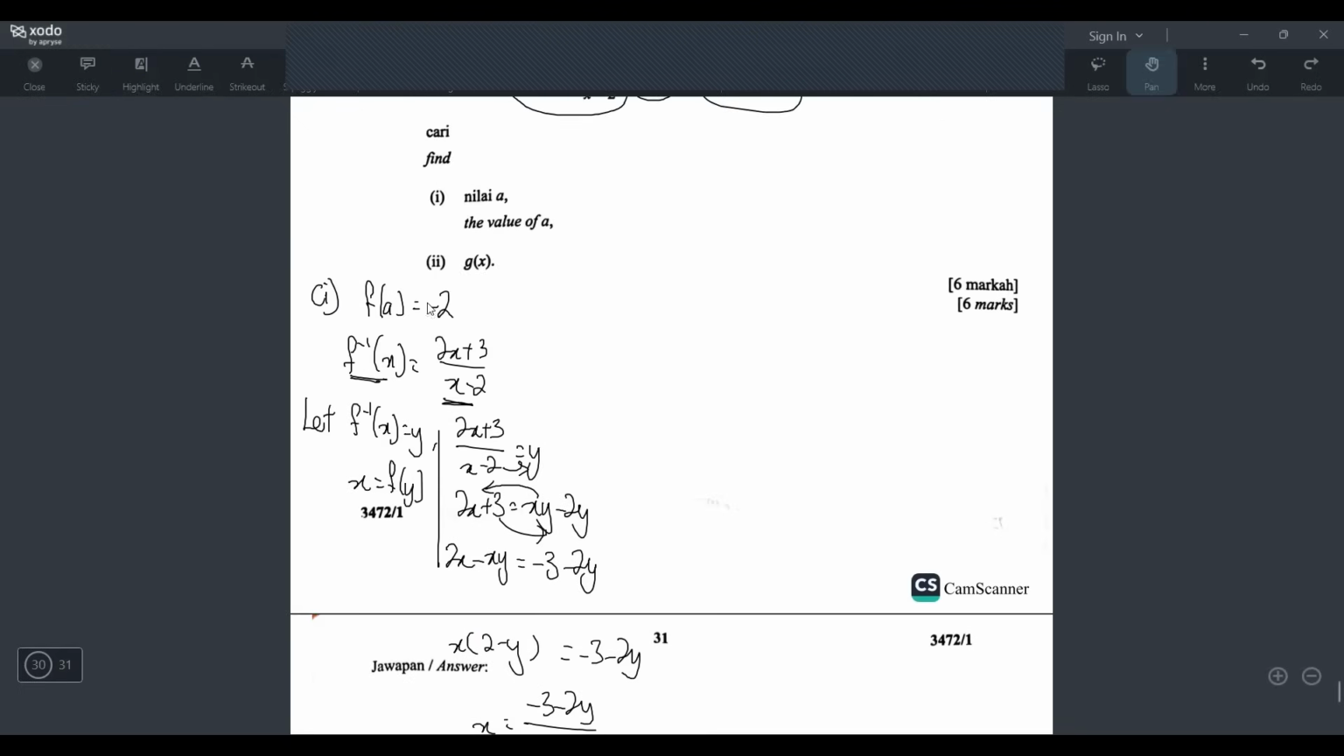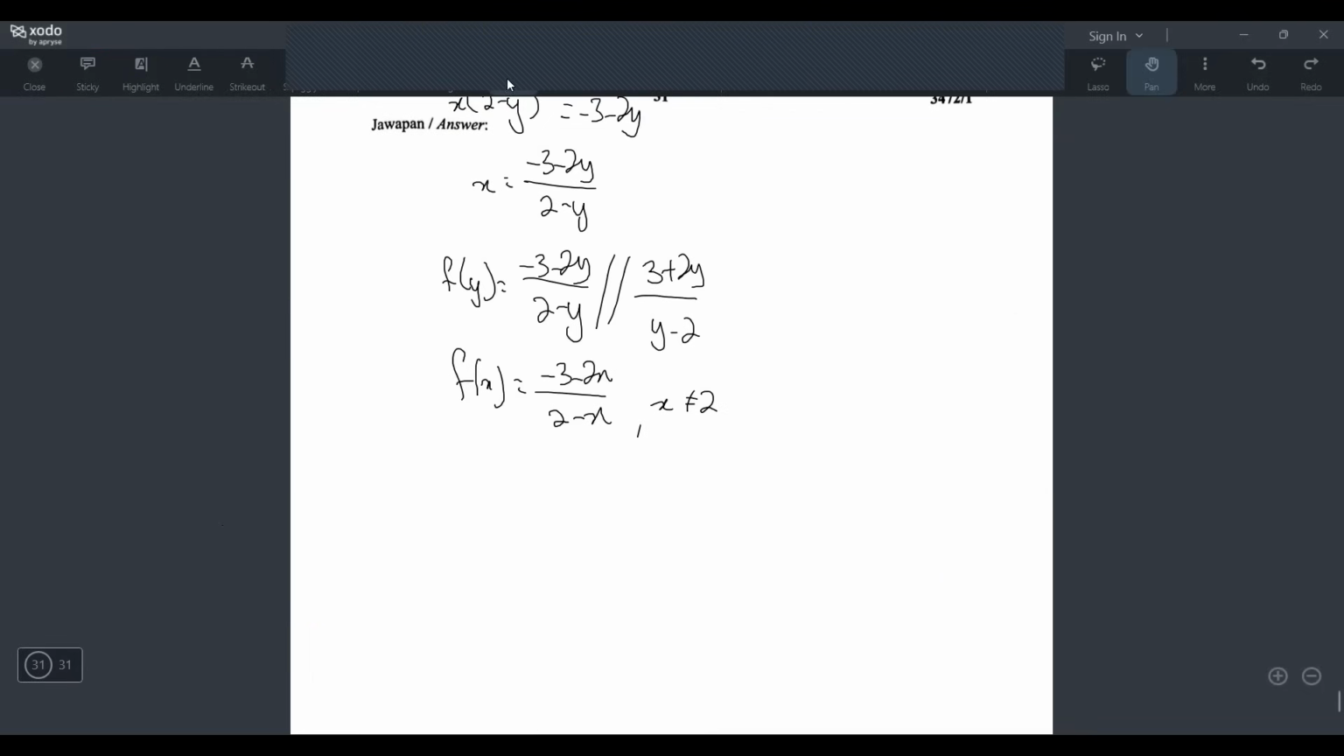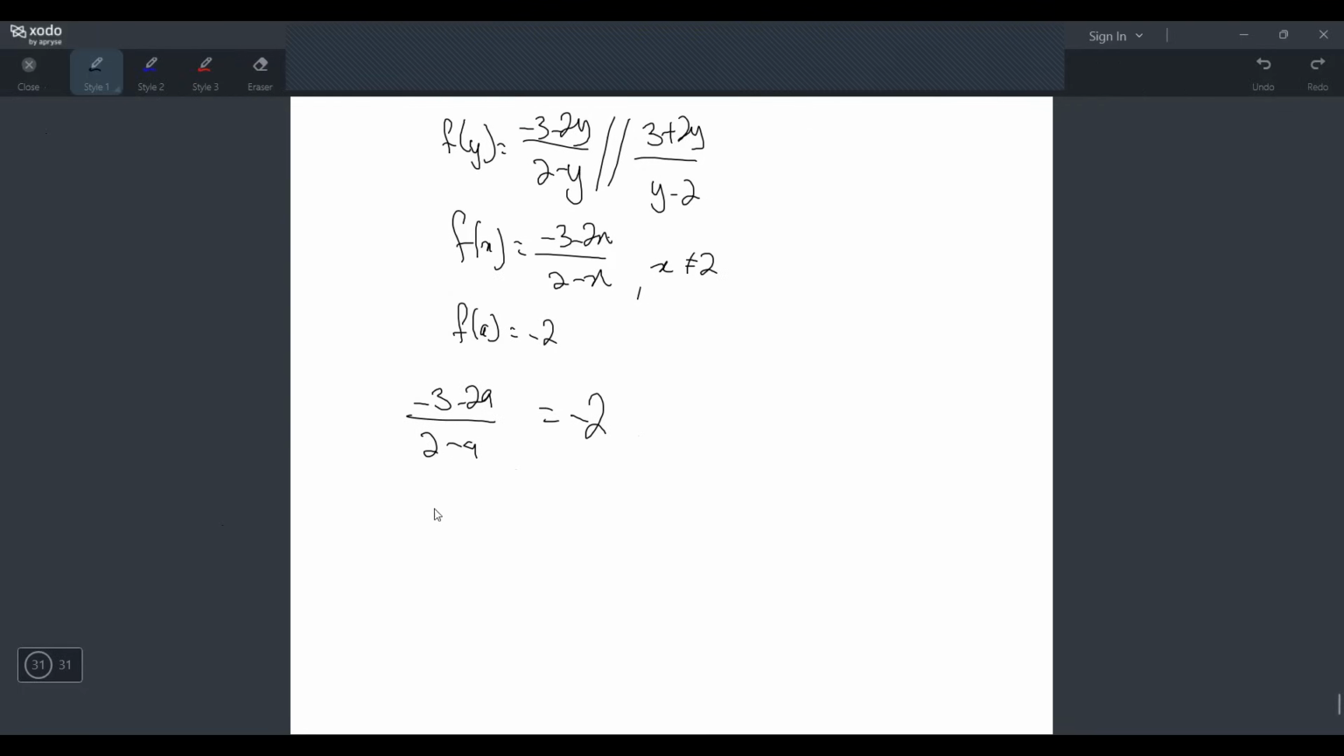So now what they want to find? Value of a, right? So now we can use this information. Fa equals -2. It means when the object is a, the image is -2, right? So let's try to sub x, which is the object, with a. So it becomes -3 minus 2a over 2 minus a. And this whole thing will give you -2 for the image.